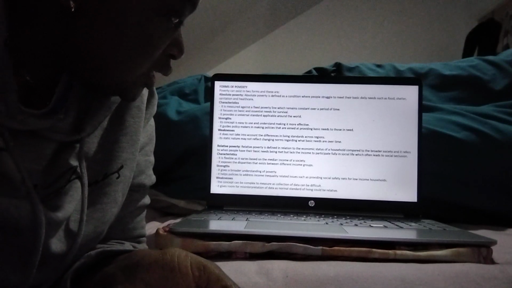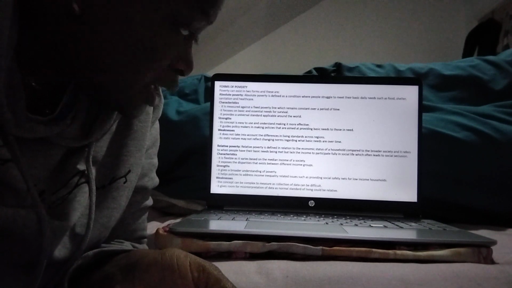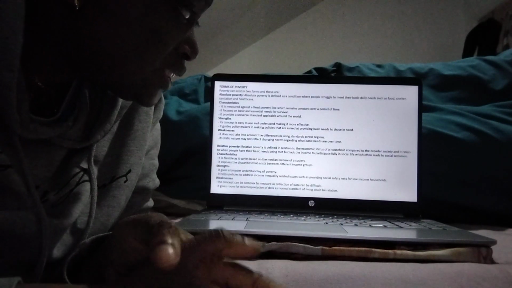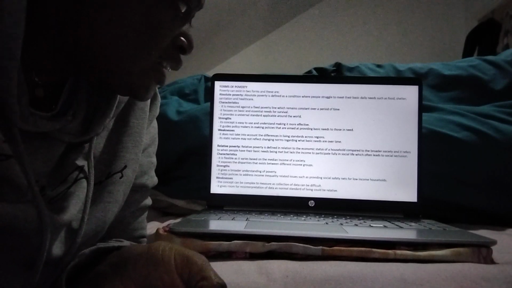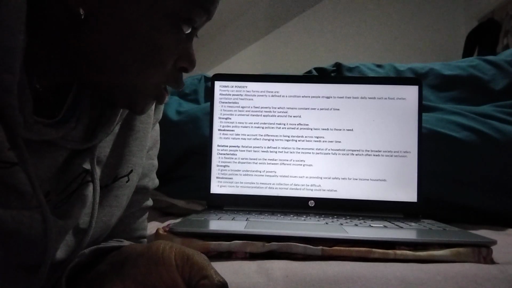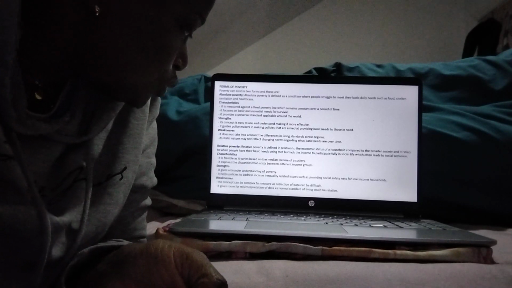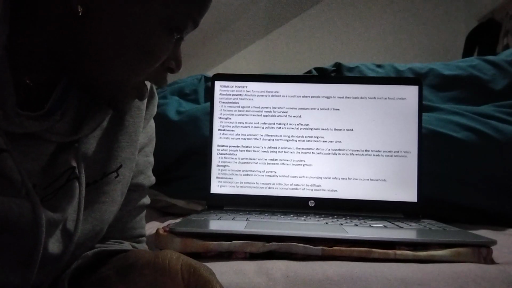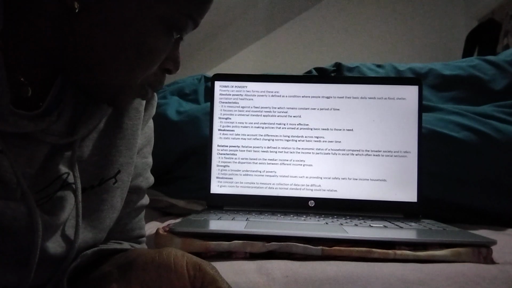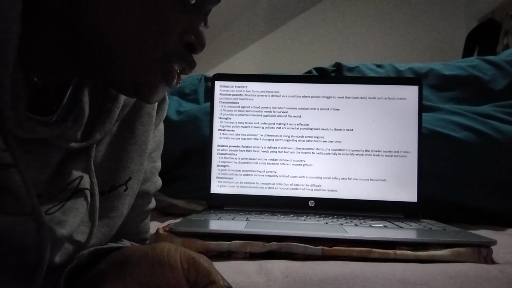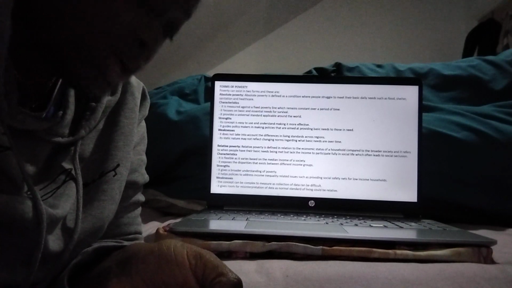Now, relative poverty is defined in relation to the economic status of a household compared to the broader society, and it refers to when people have their basic needs met but lack the income to participate fully in social life, which often leads to social seclusion, and is characterized by its flexibility as it varies based on the median income of a society, and it helps policies to address income inequality related issues such as providing social safety nets for low income households.